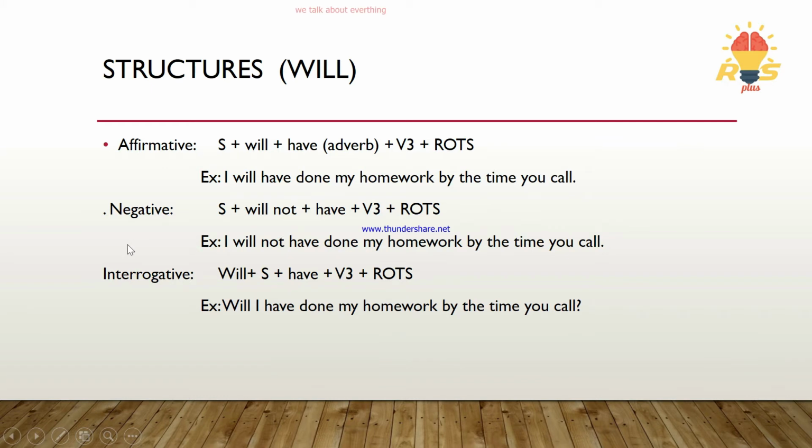The next, we've got structure with will. We've got structure with will, right? At first, let's go to affirmative one. Subject plus will plus have. Oh, we can use also adverbs here. And third form of the verb, rest of the sentence or complement. An example. I will have done my homework by the time you call. So I, subject, will, have from the structure, done, third form of the verb, my homework by the time you call.